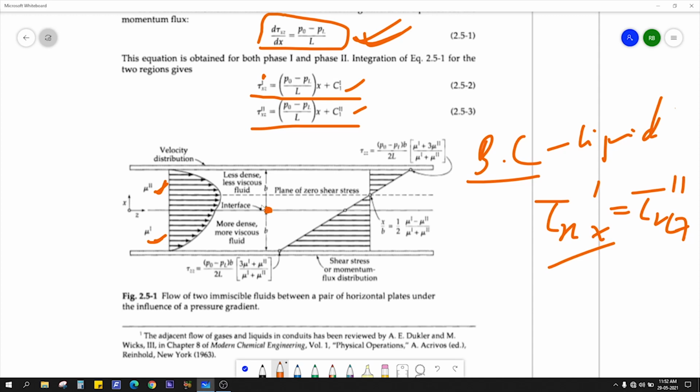If you use this, and also x is equal to 0, at x equal to 0, if you put x equal to 0, then you'll get that this is also equal. That means C1 for fluid 1 is equal to C1 for fluid 2. These two are the same.